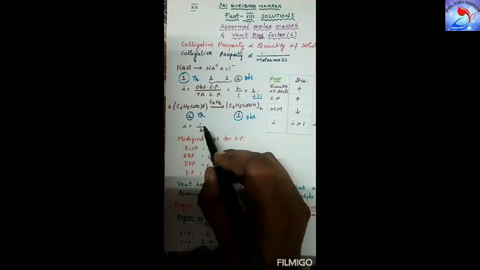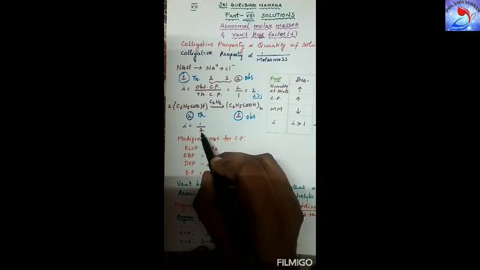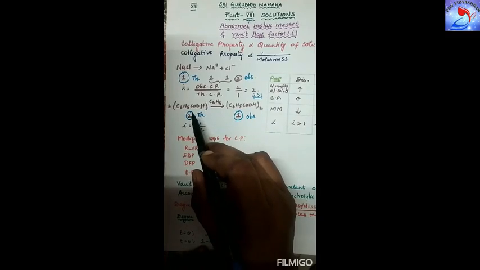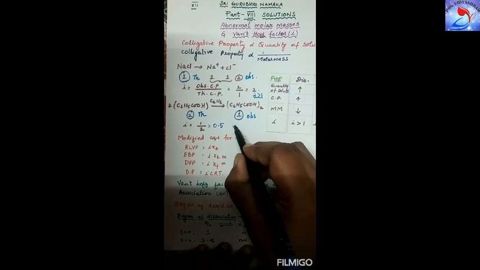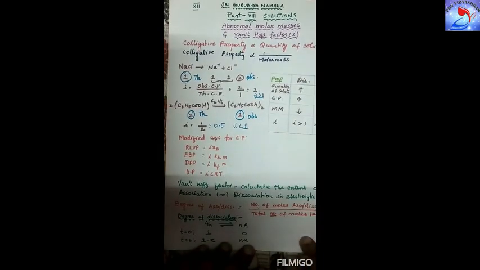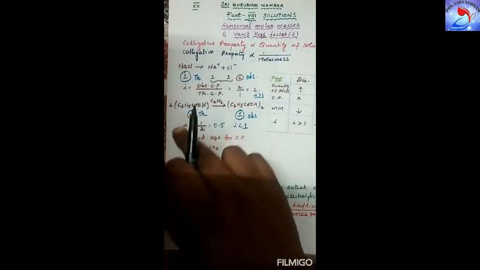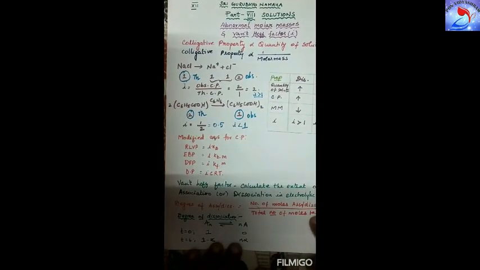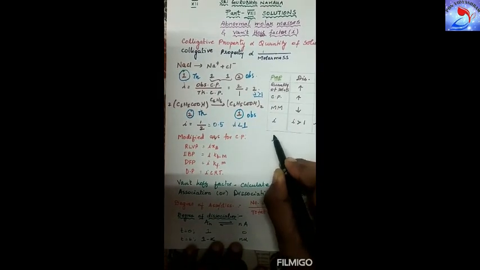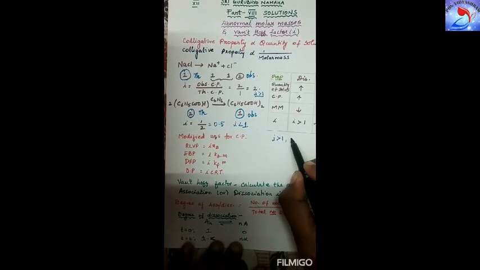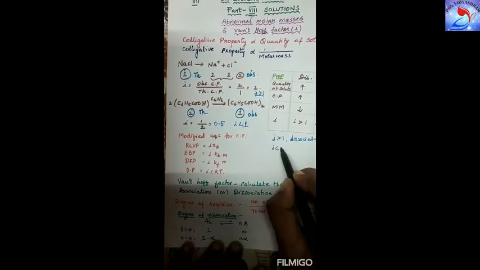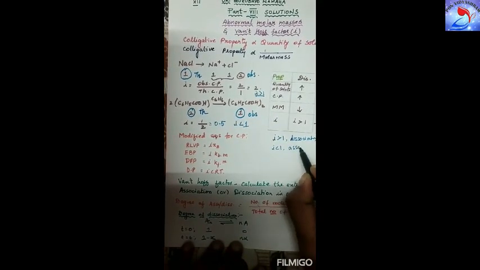So i is equal to observed colligative property 1 divided by theoretical colligative property 2, which is equal to 0.5. So i value is less than 1. This indicates that the given solute is undergoing association in benzene. So whenever i is greater than 1, the electrolyte is undergoing dissociation. When i is less than 1, the solute is undergoing association.